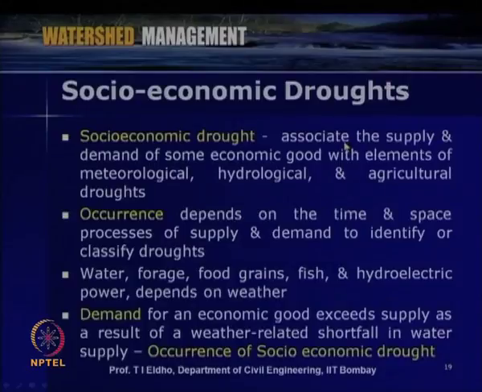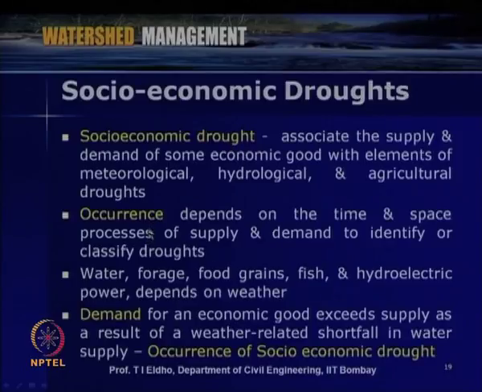So, what will be the social effects or the economic effects? That is what we are trying to indicate by socio-economic droughts. Socio-economic drought is associated with the supply and demand of some economic goods, along with the elements of meteorological, hydrological and agricultural droughts. With respect to these meteorological, hydrological or agricultural droughts, we come to the conditions of socio-economic droughts.